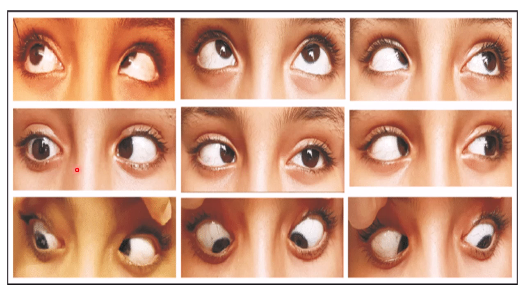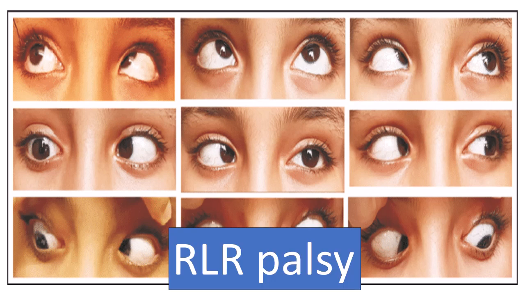And look at the dextroversion, that is in the right gaze. This is not moving to the right. Okay, so abduction is not happening in the right eye. So the right lateral rectus is paralyzed, right? So just with the help of these 3 figures, 1, 2, and 3, you're able to pinpoint the diagnosis. So this is right lateral rectus palsy.